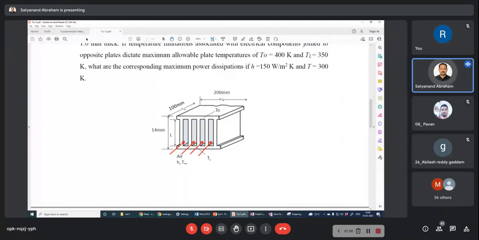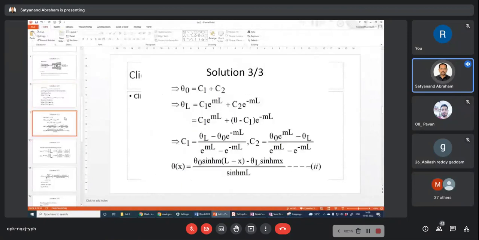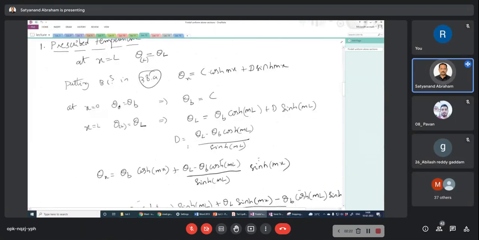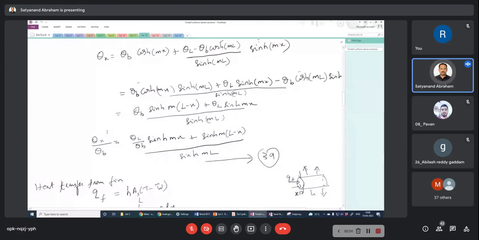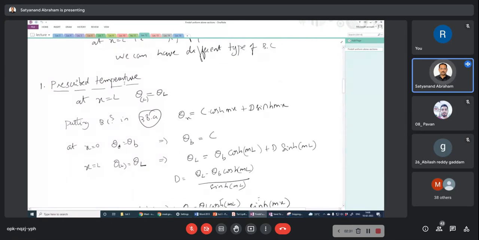Only that here we are saying that at x equal to 0, the temperature is T0, and at x equal to L, the temperature is TL. The x starts from top to bottom. If you derive it and write it in terms of sinh mL and cosh mL, then it is similar to whatever we derived for a constant temperature condition. At the end, we took one condition where the prescribed temperature condition applies.